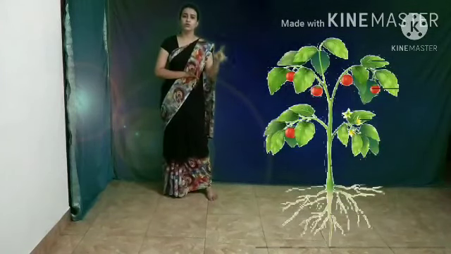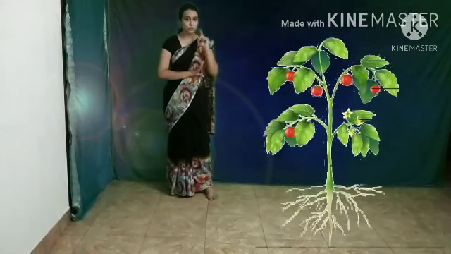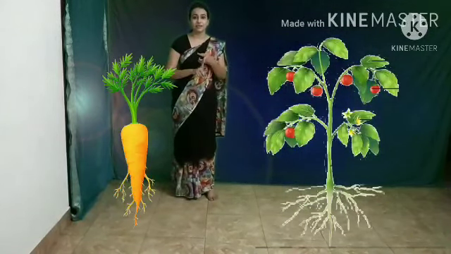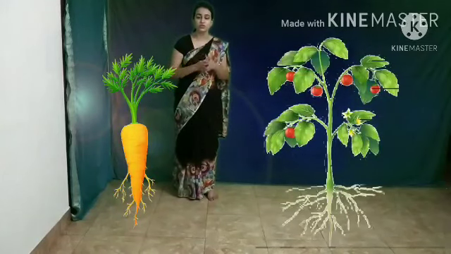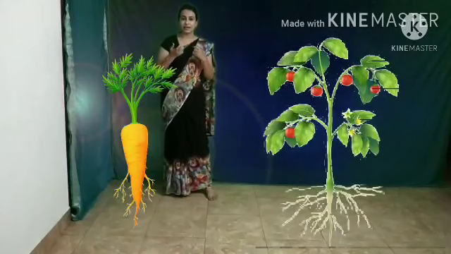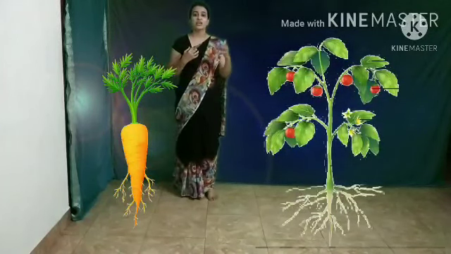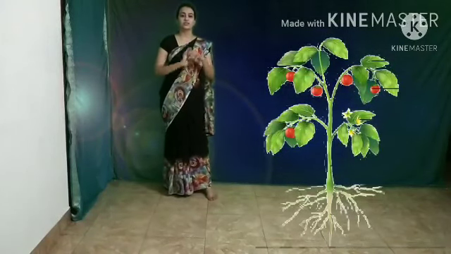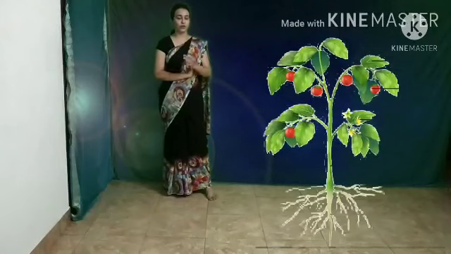Roots will also store food. Example, carrot, radish. All these are roots, so they will store food. They will store energy. So when you eat carrot or radish, you get energy, right? Because these roots also store food. Okay, so these are the main functions of root.